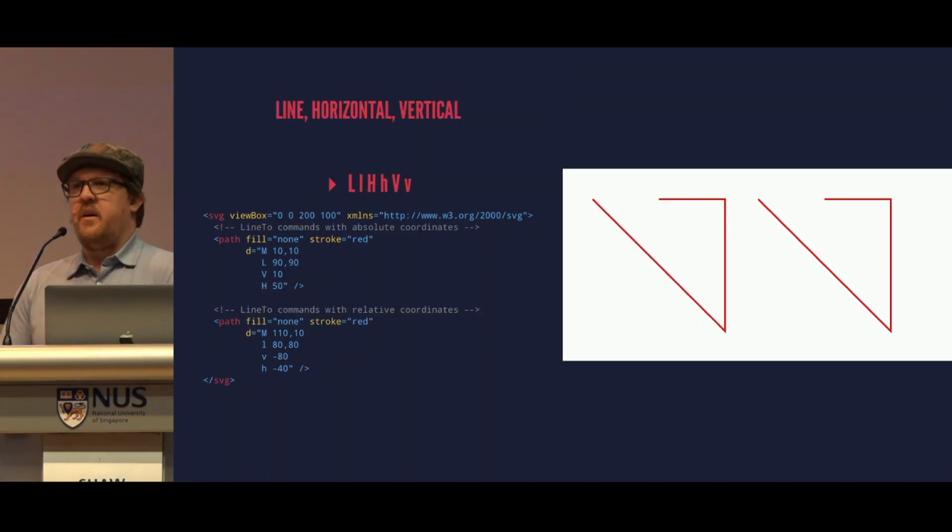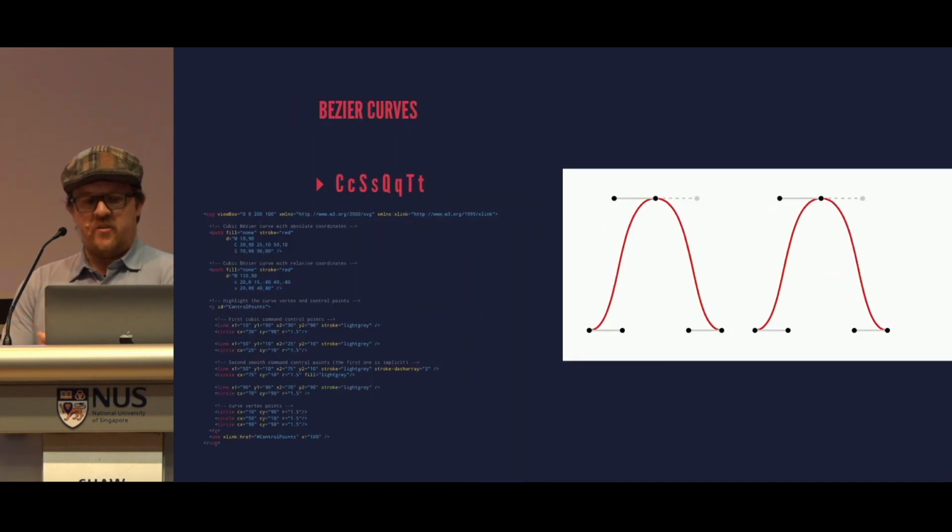Now we have line, horizontal line, and vertical line. What we have here is, again, the absolute and the relative versions of it. And we are drawing two lines, which all is pretty good. The first one on the left is the absolute, and then we have the relative on the right, and they produce the same result.